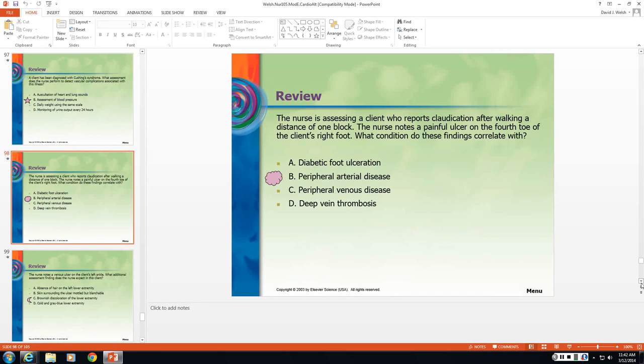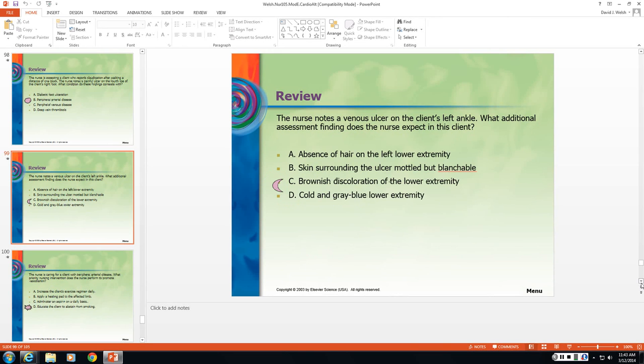Okay. The nurse is assessing a client who reports claudication after walking a distance of 1 block. The nurse notes a painful ulceration on the 4th toe of the client's foot. What condition do these findings correlate with? Would it be a diabetic foot ulceration, a peripheral arterial disease, a peripheral venous disease, or a deep vein thrombosis? So if you chose peripheral arterial disease, you're correct.